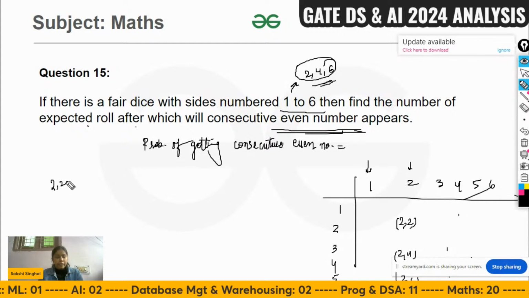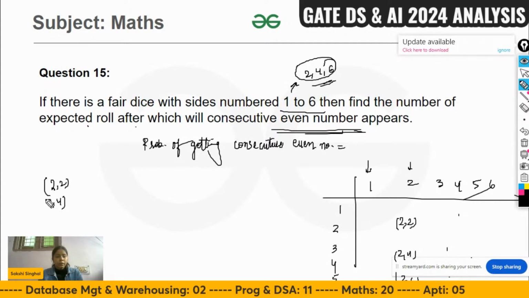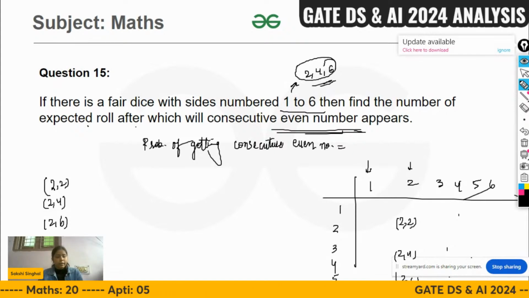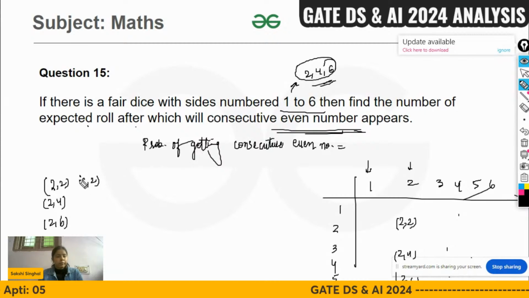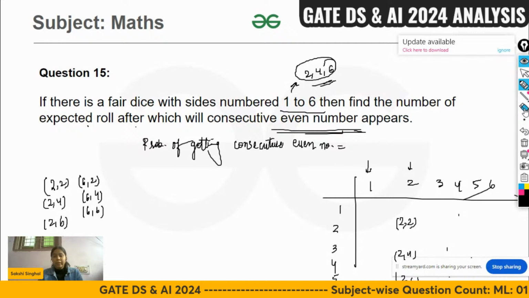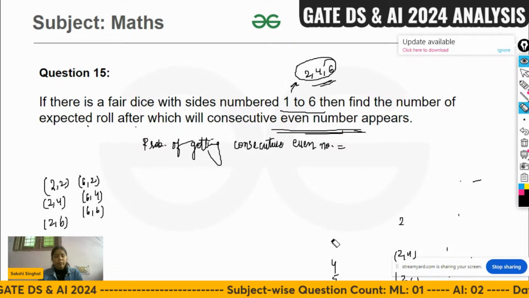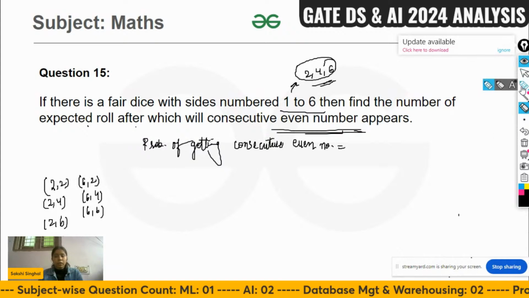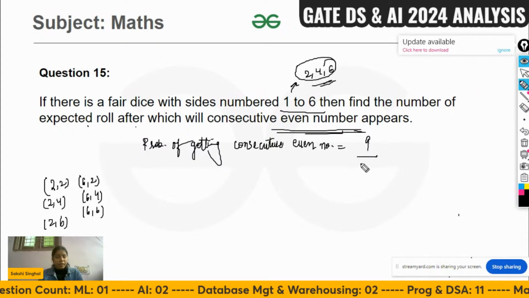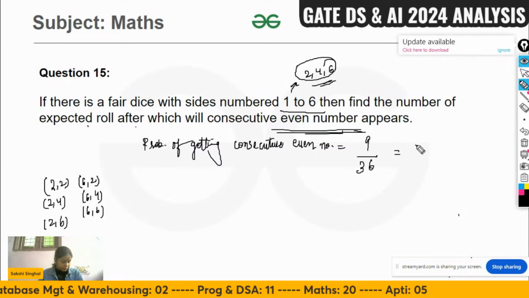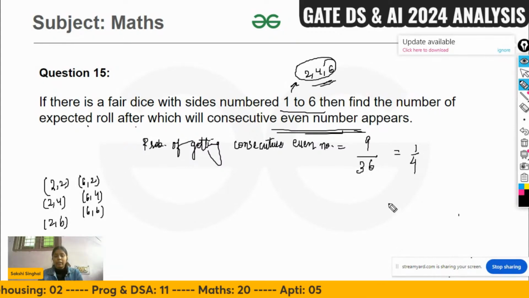Right, Abid. So we have the cases 2, 2, 2, 4, 2, 6, and 4, 2, 4, 4, 4, 6, and 6, 2, 6, 4, and 6, 6. So that means out of the total, we have 9 cases which will give me consecutive even numbers, right? And how many cases do I have in total? 36. Out of 36 cases, I'll get 9. So its probability would be 1 by 4.